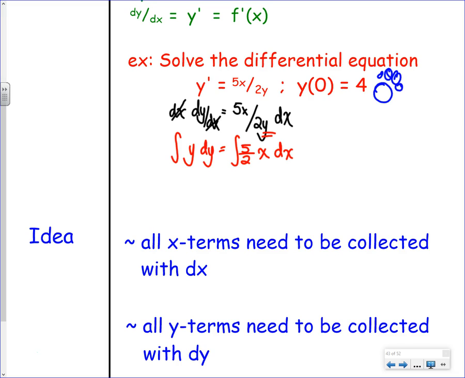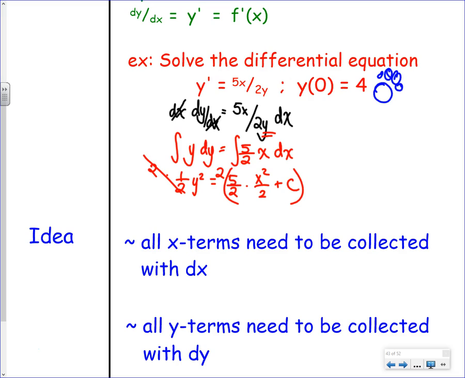Oh, you like the 2? Okay. So let's just see what's going to happen with mine, because I'll just have 1/2 y squared equals 5 halves x squared over 2 plus c. I mean, we're going to end up at the same place, right, guys? Because wouldn't we multiply both sides by 2? Yeah, so either way you do it, you're totally right.